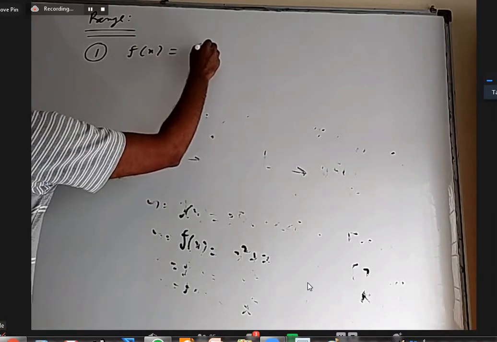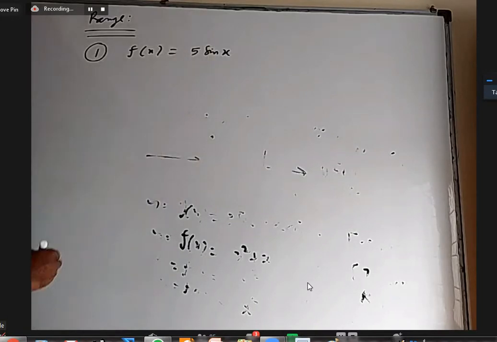Okay, f of x equal to 5 sin x. You write the domain and range.